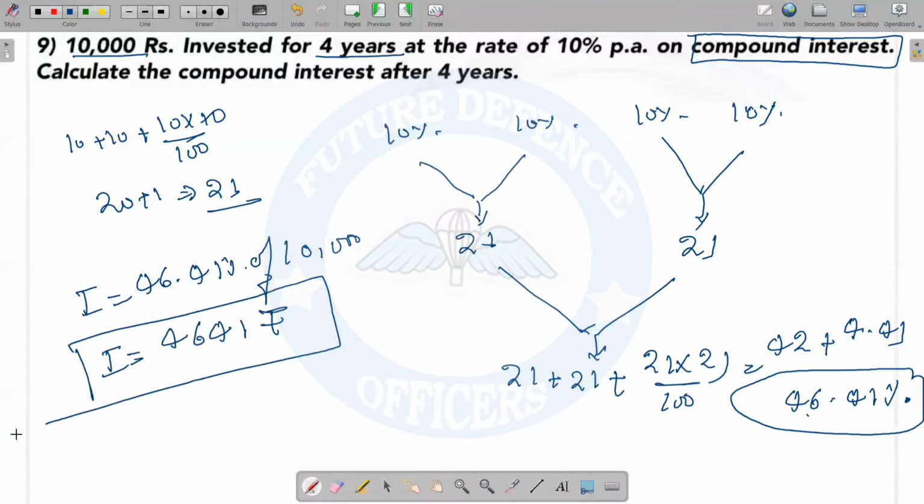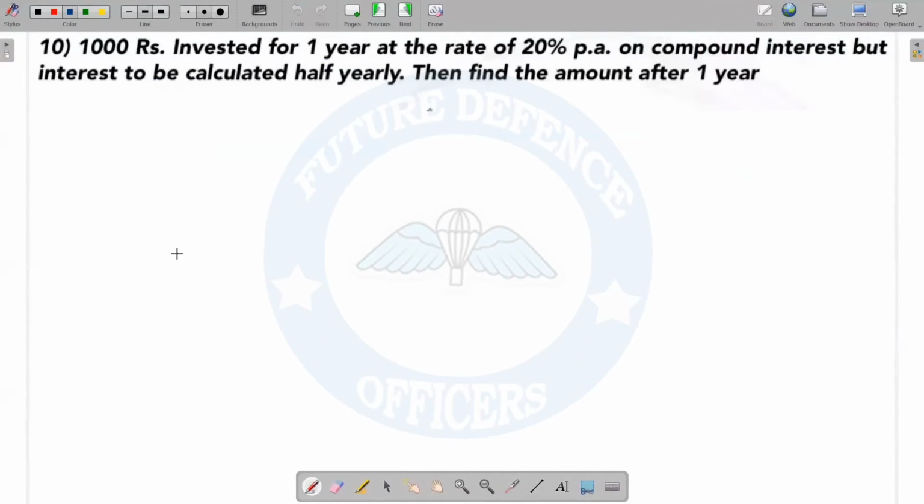This is an important chapter, so I will suggest everyone make all the concepts clear. If any one of you has a doubt in this chapter, you can clear it in the next class after 10 days. Till then you will need to do the practice. Okay, let's do one more question.